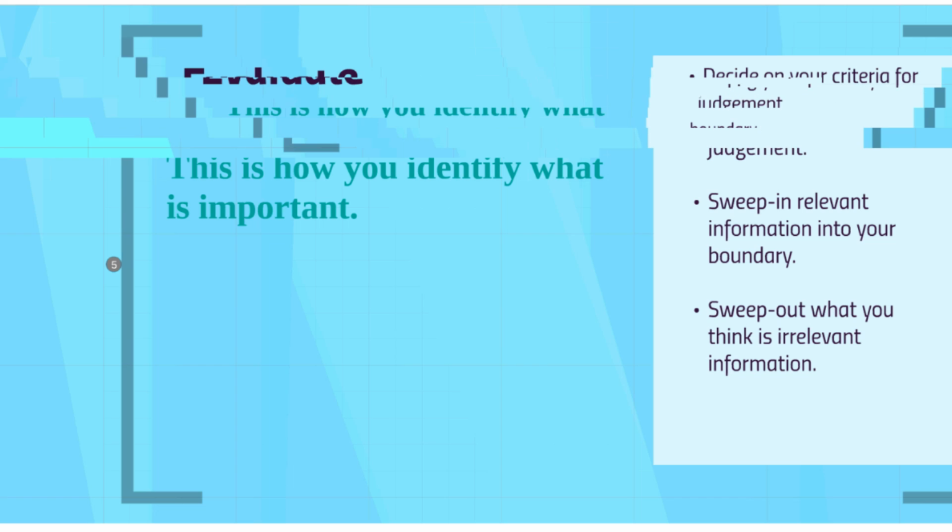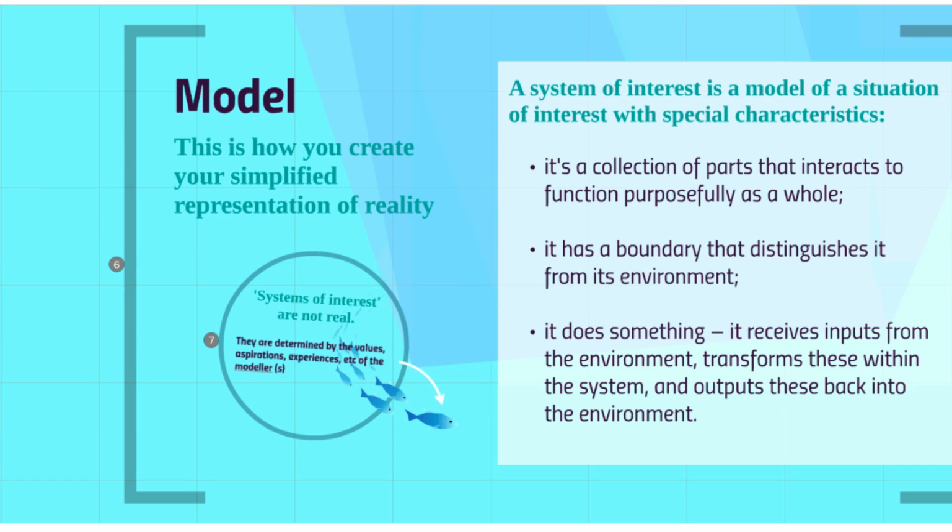Having done the evaluation, you are now ready to model. You've established your criteria for your boundary, and with that information, you are able to start understanding the situation. So you're creating a simplified representation of reality. And our key model is what we call system of interest. That's a model of a situation with some pretty special characteristics. It's a collection of parts that interact to function as a whole, and it's got a purpose.